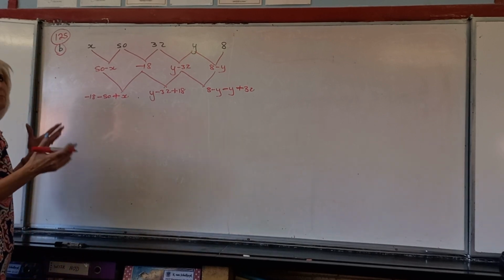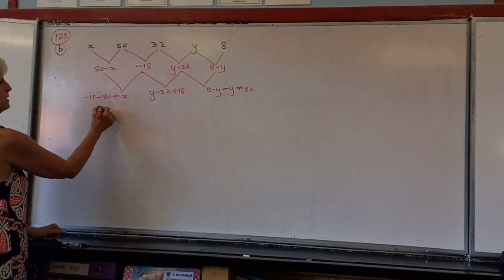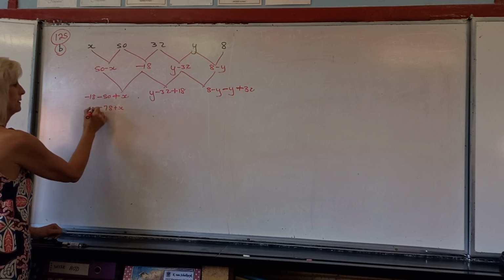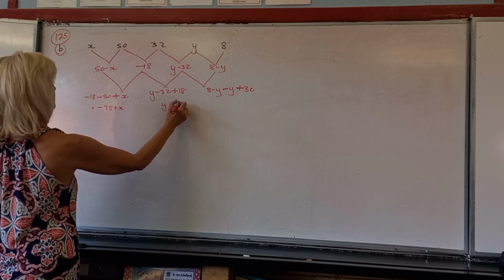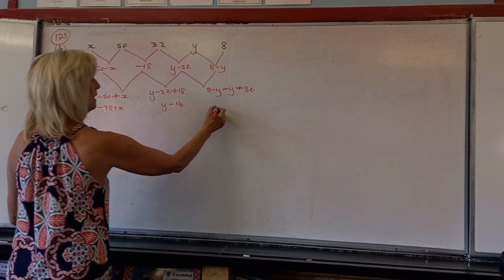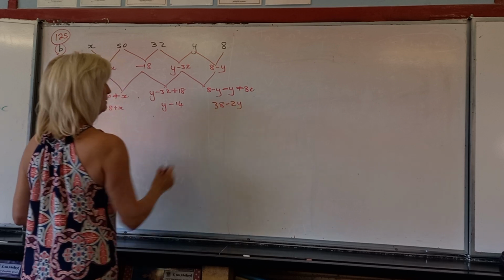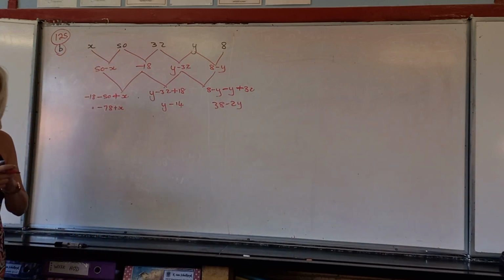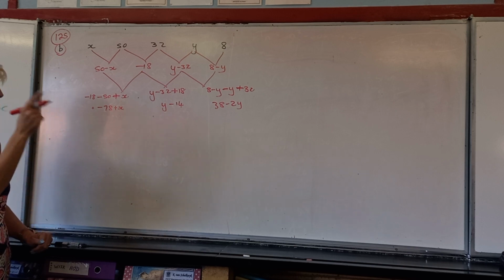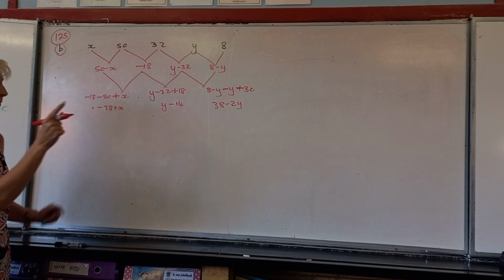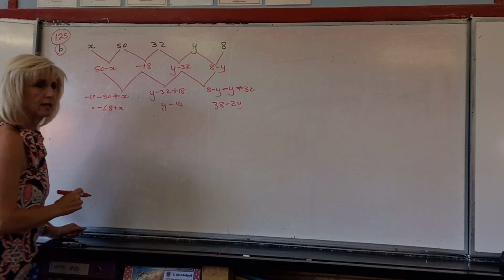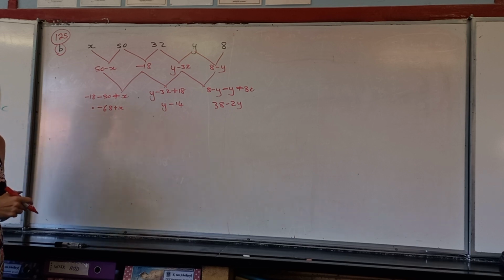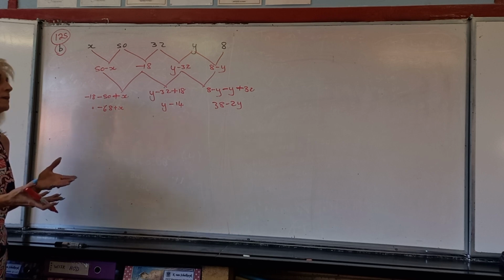Then we can first simplify a little bit and see what's happening here. We've got negative 78 plus x, right? This is y minus, what is it? 14. Am I right? And 38 minus 2y. That's not a lot more simplified, but at least I know that they are all equal. Negative 68. What do I know about them? They're all equal, but I have to solve for x and y. So I need a plan.